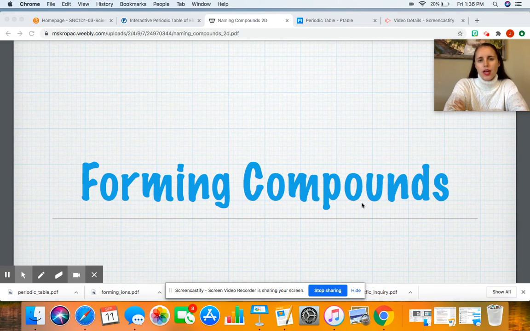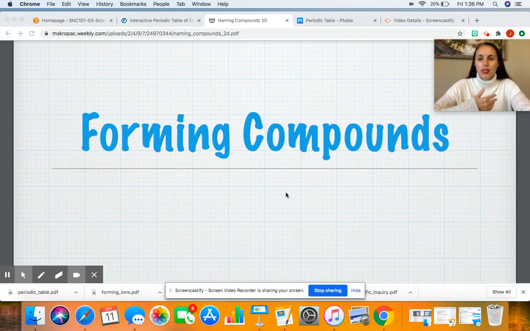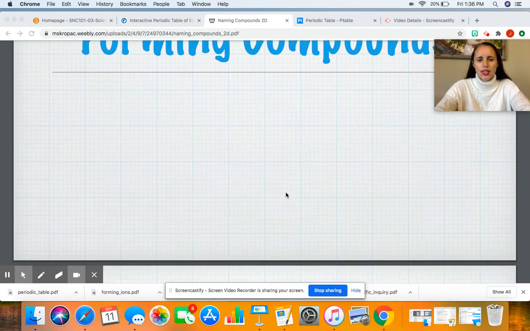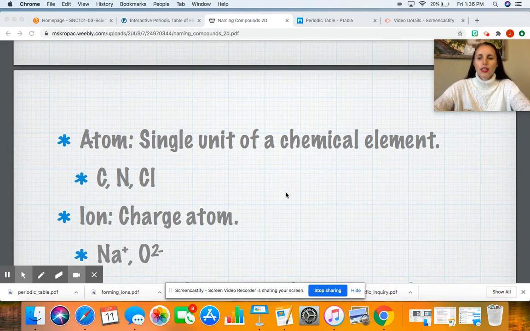So today we're going to look at one of our biggest concepts, and that's going to be the idea of forming compounds. We're going to spend quite a bit of time on this, and it's a really important concept if you plan on taking grade 11 chemistry. So before we get too much into the types of compounds, let's start by just talking about the difference between an atom, an ion, and a compound.